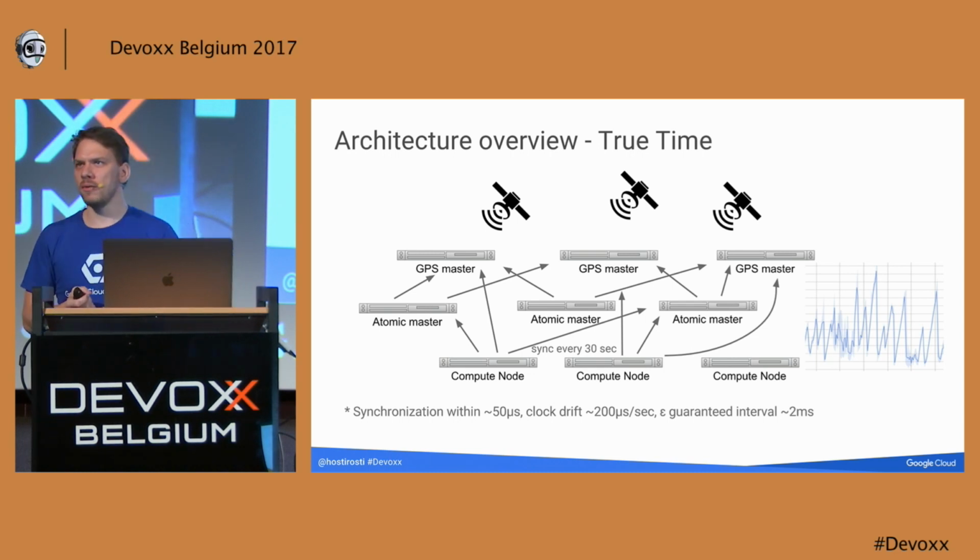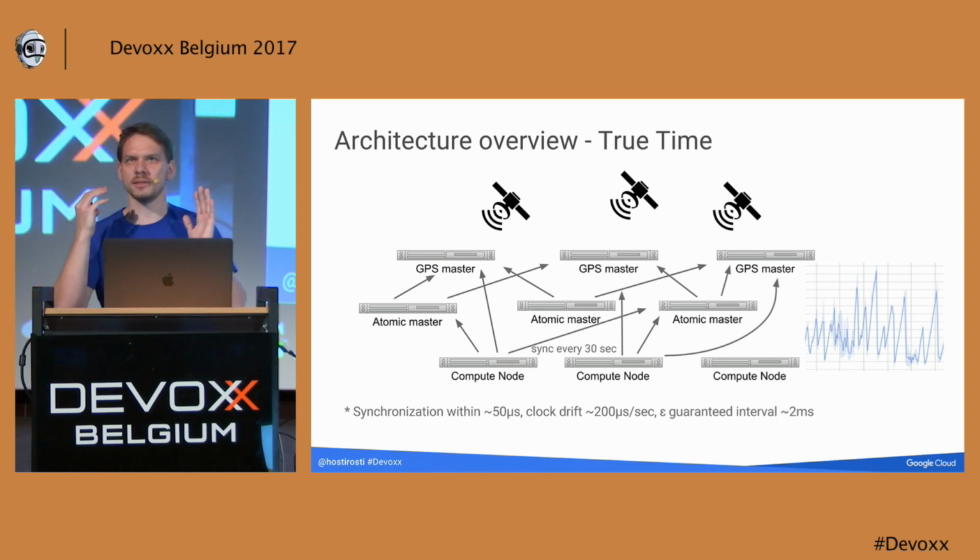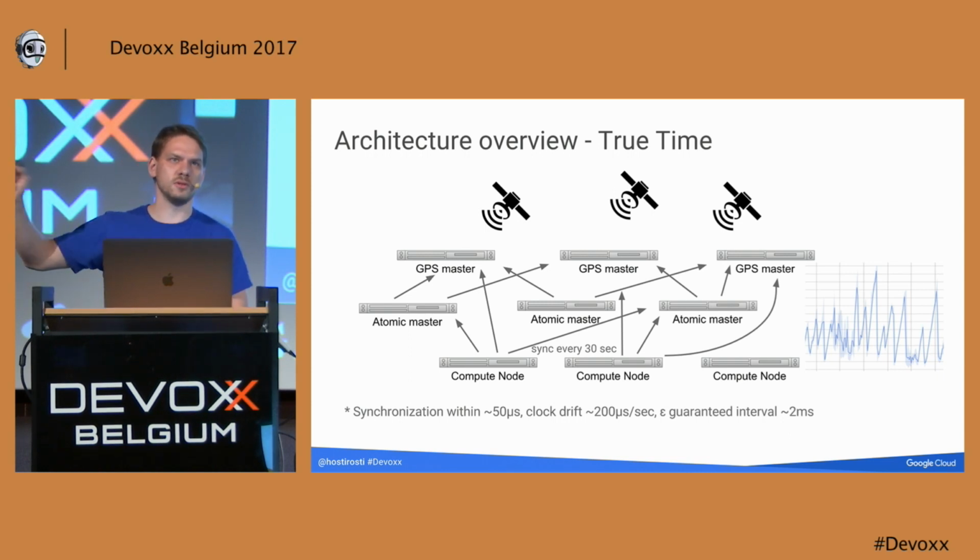Now, some might ask, okay, what if in one case, in a zone, all time masters fail? All my GPS and all my atomic clocks fail. What do we do? Is Spanner coming to a grinding halt? Spanner is not coming to a grinding halt. We can go to a different zone and get the TrueTime interval from a different zone. But the epsilon will be larger because we have to calculate in all the round trip times for this call. So the database will actually slow down, but it will not come to a halt.